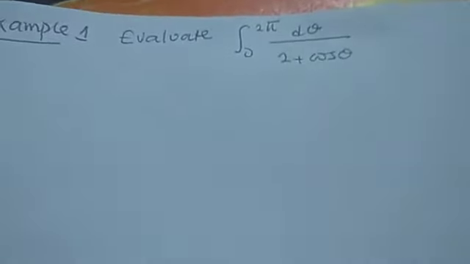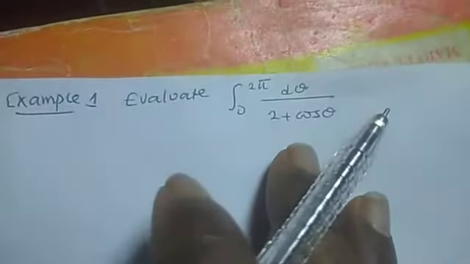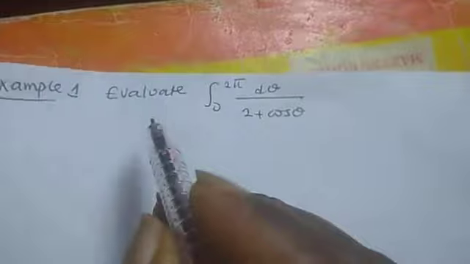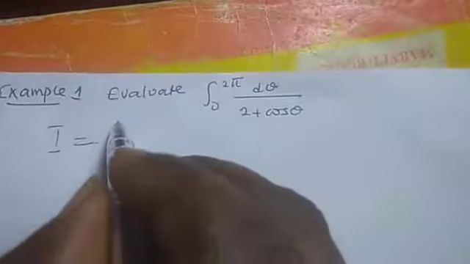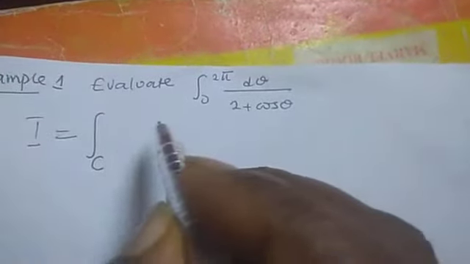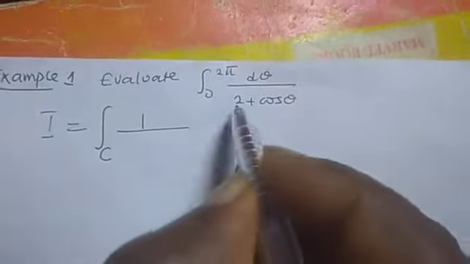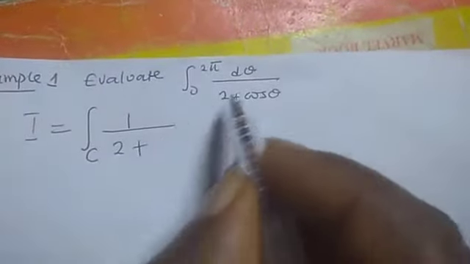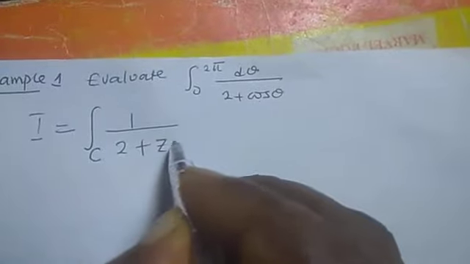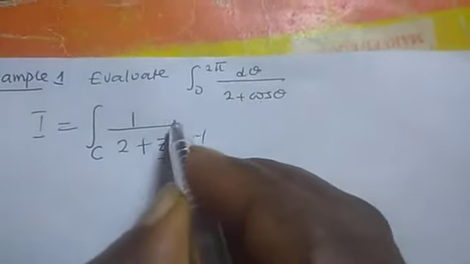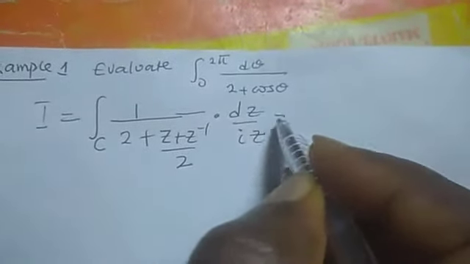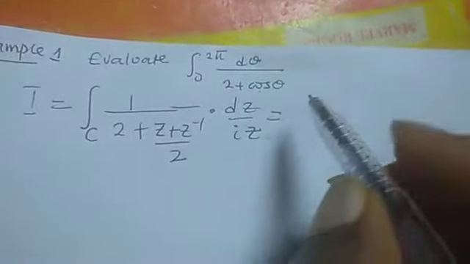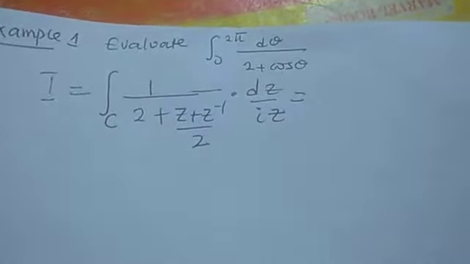So let's take an example. We have our example 1 here. We want to evaluate this integral, so we are to use the residue for it. Now how do we start? Let me represent I by this integral. Then we'll put c here. C is the unit disk. This is 1 over 2 plus cos theta. So we use our formula that I gave for z. Our cos theta is (z plus z inverse) over 2. Our d theta is dz over iz. So we now need to simplify it, and when we simplify, we should be able to get this.